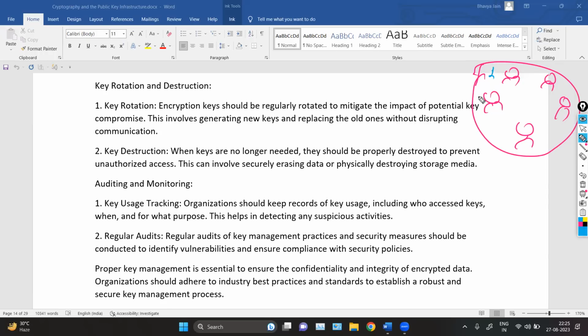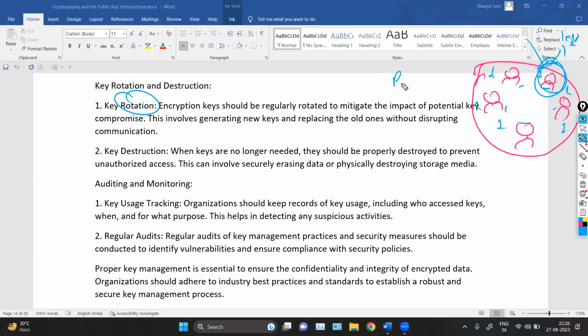So they all have the same key, like key number one. They all have the same key. Now let's say this user left the group. Now we have 4 users. So in this case, if he or she leaves the group, the key should be changed, because the key is now with a member who is not in the group, right? So in that case, we can change the keys. That is known as key rotation.